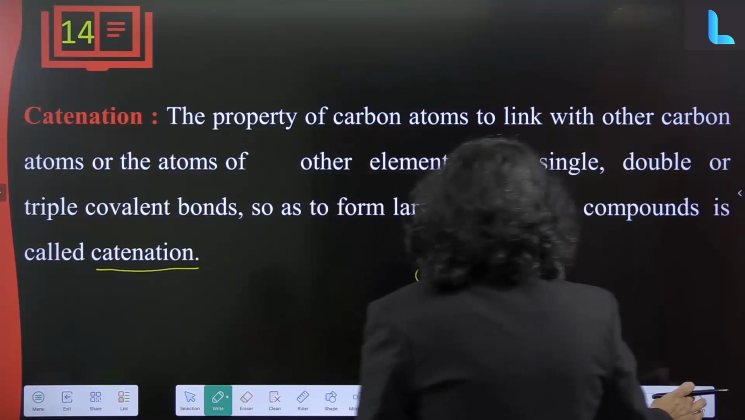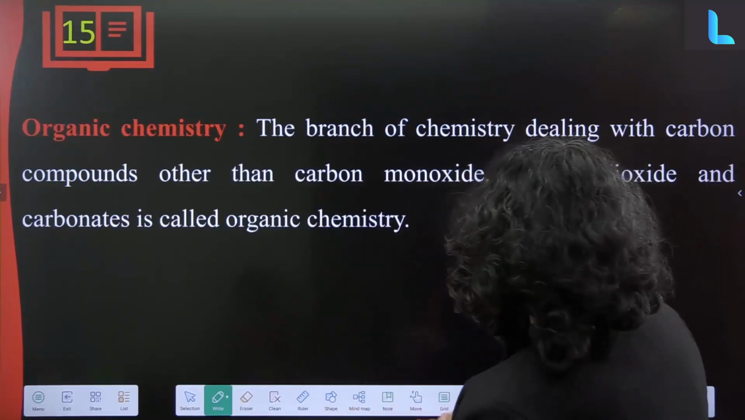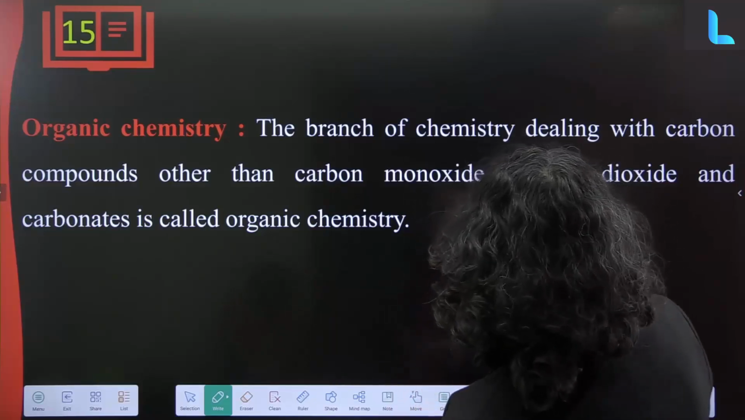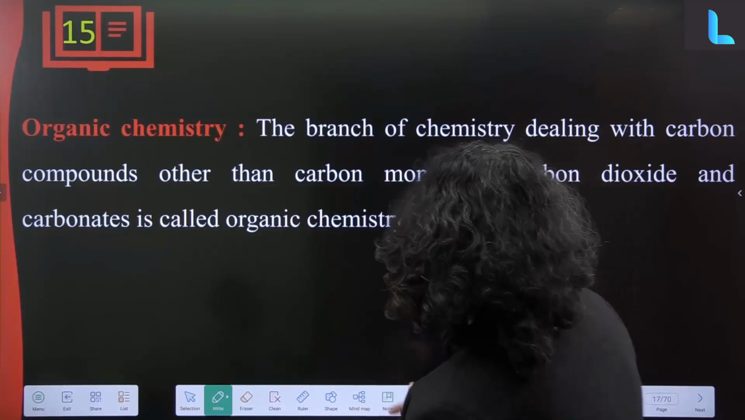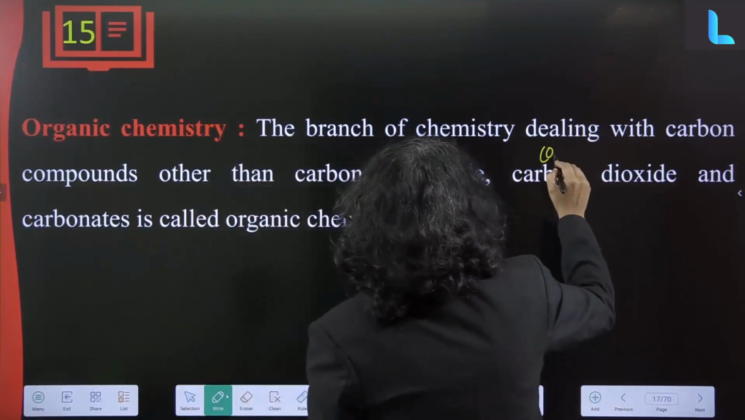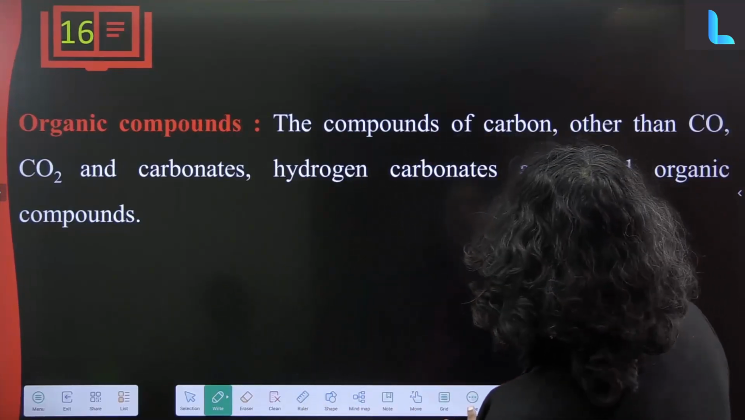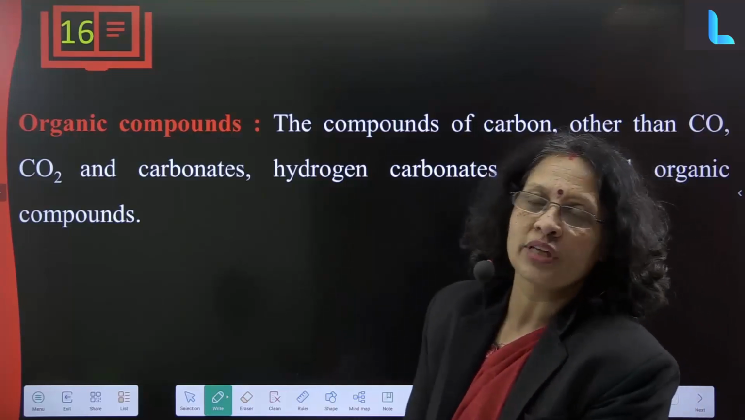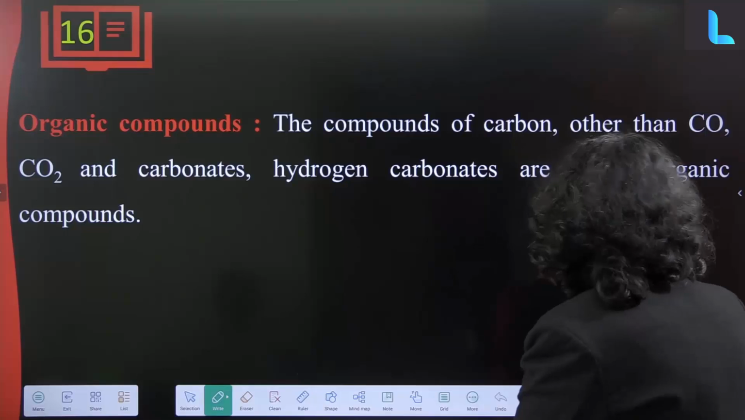Okay. Then organic chemistry is the branch of chemistry dealing with carbon compounds other than carbon monoxide, carbon dioxide and carbonates, which is called organic chemistry. Okay, other than carbon monoxide, carbon dioxide and so on. Then what are organic compounds? The compounds of carbon other than carbon monoxide and dioxide, and hydrogen carbonates, are called organic compounds. Okay.